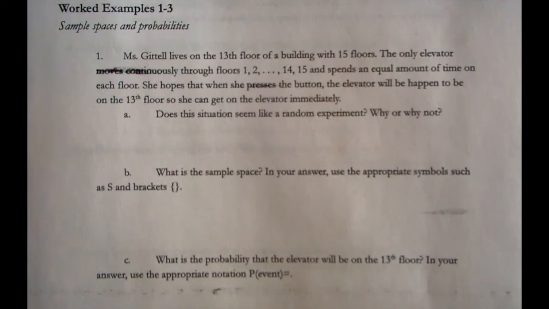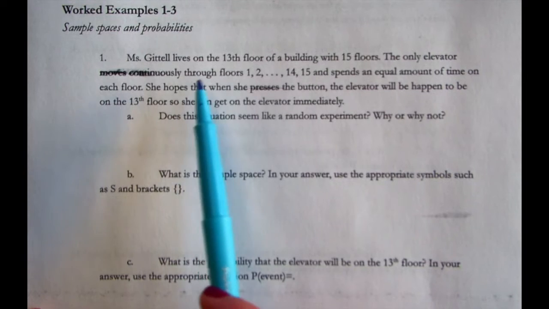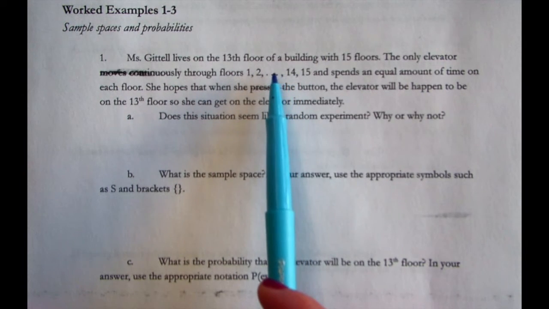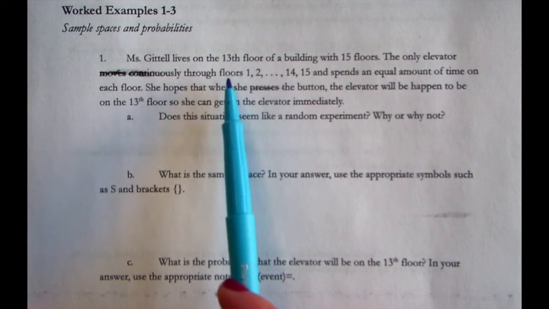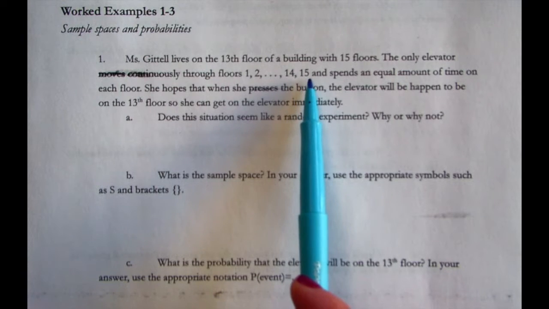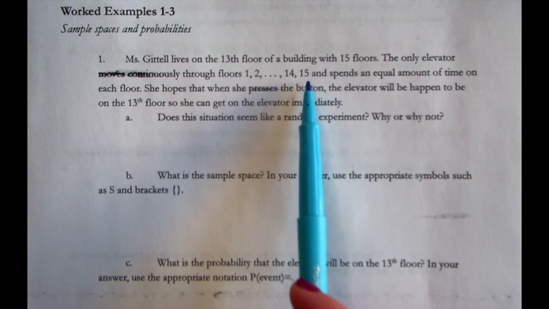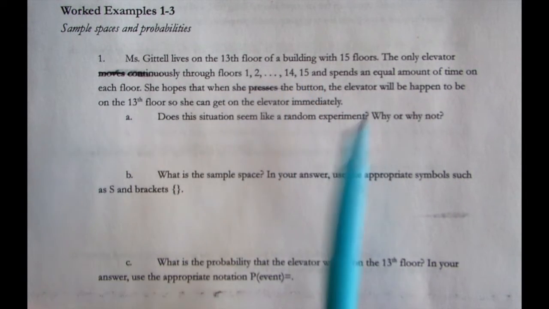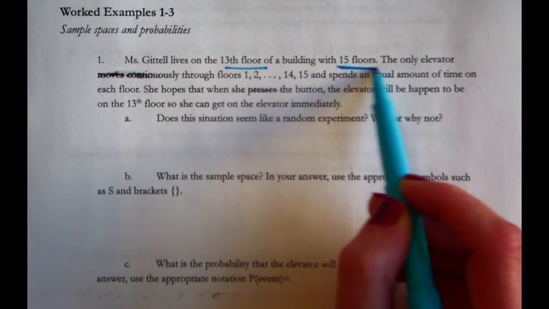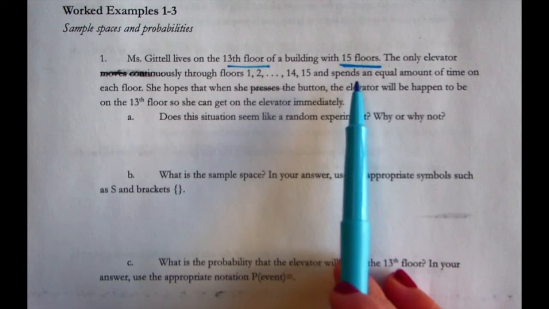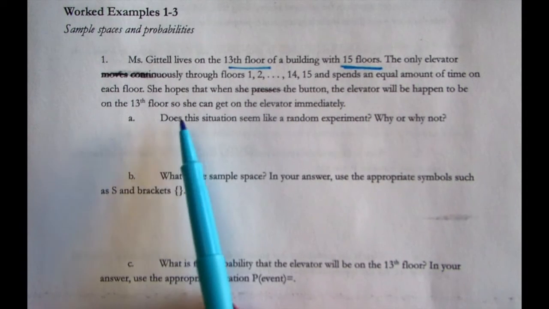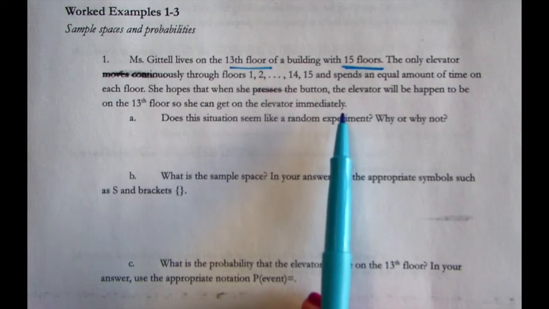Worked example number 1 says, Miss Cattell lives on the 13th floor of a building with 15 floors. The only elevator moves continuously through floors 1, 2, all the way up to 14 and 15, and spends an equal amount of time on each floor. So I live on the 13th floor of a building with 15 floors in total. She hopes that when she presses the button, the elevator will happen to be on the 13th floor, so she can get on the elevator immediately.